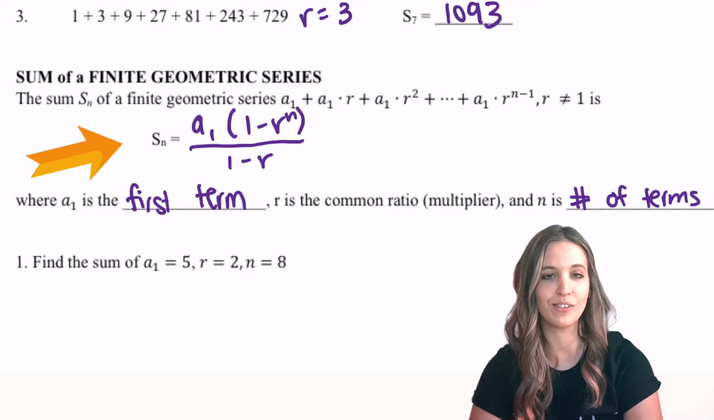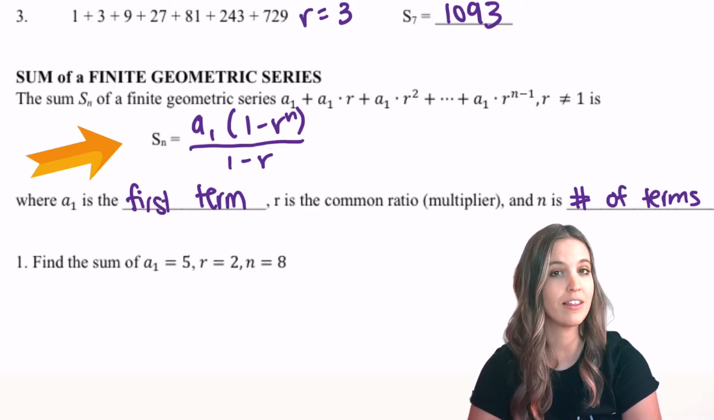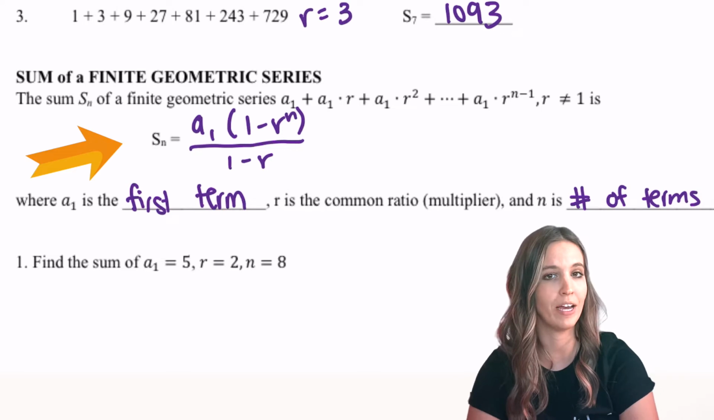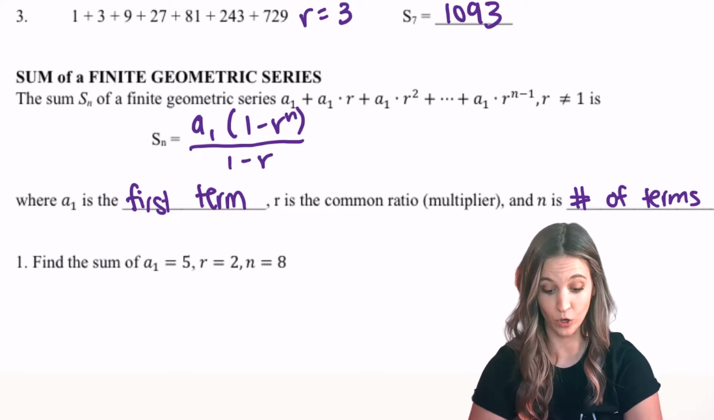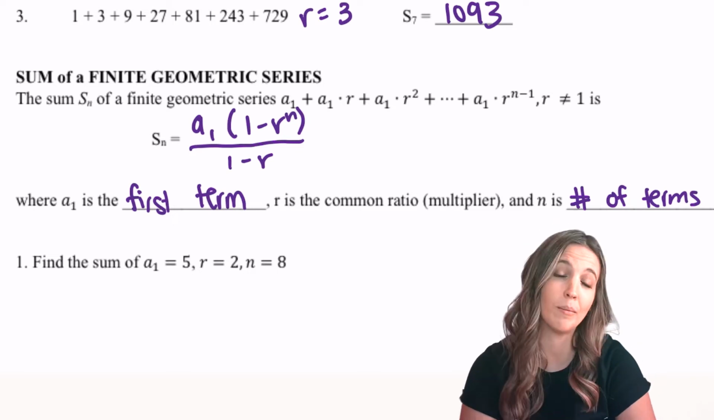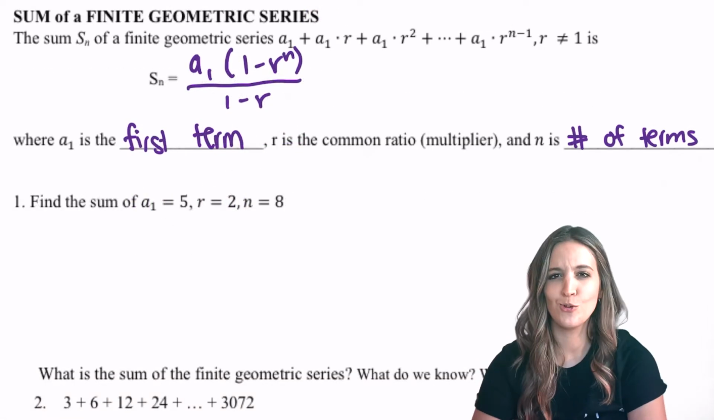S sub n equals a sub 1 times 1 minus r to the n, all divided by 1 minus r, where a sub 1 is the first term, and r is our common ratio, and n is the number of terms. Practice using the formula.